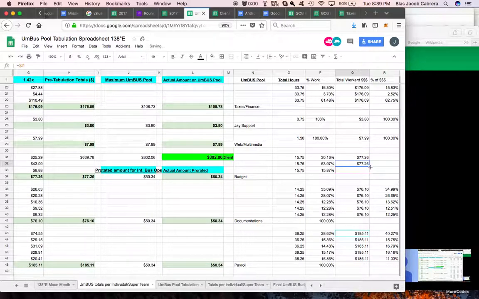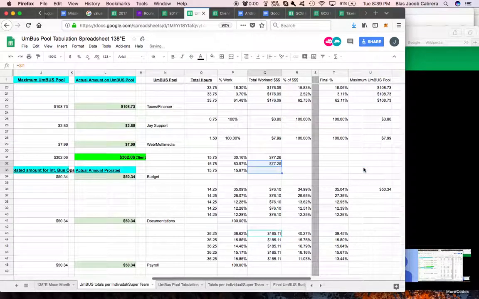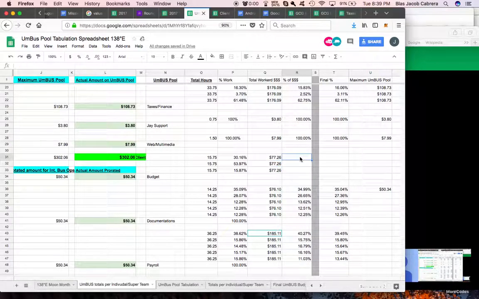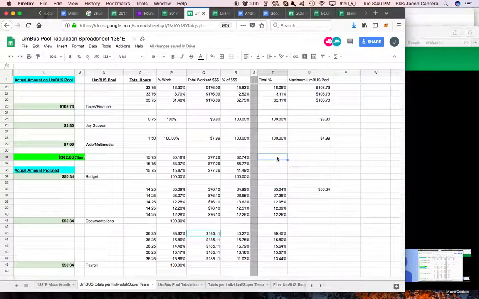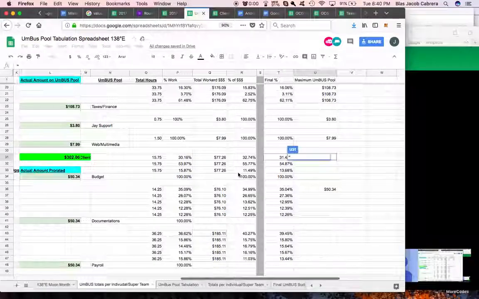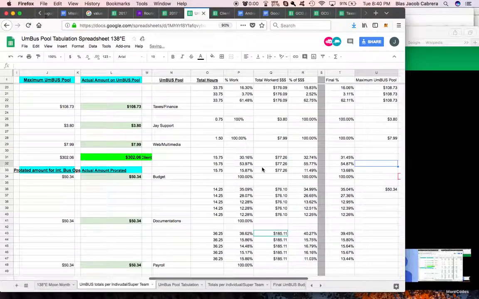You guys could be working on the other ones while I'm getting this budget one updated. All right, the percentage of the money is going to be the same for everything. Boom. And let's make sure it adds up correctly. 100%. Perfect. Great. The final percentage is going to be the same rate, and then the actual maximum is the 50/34.